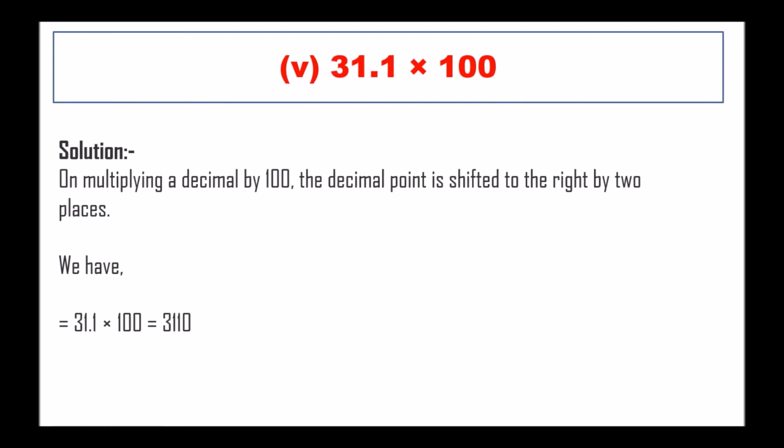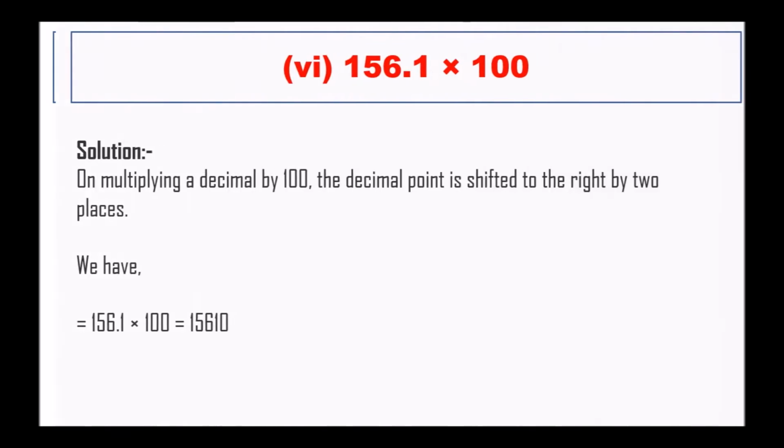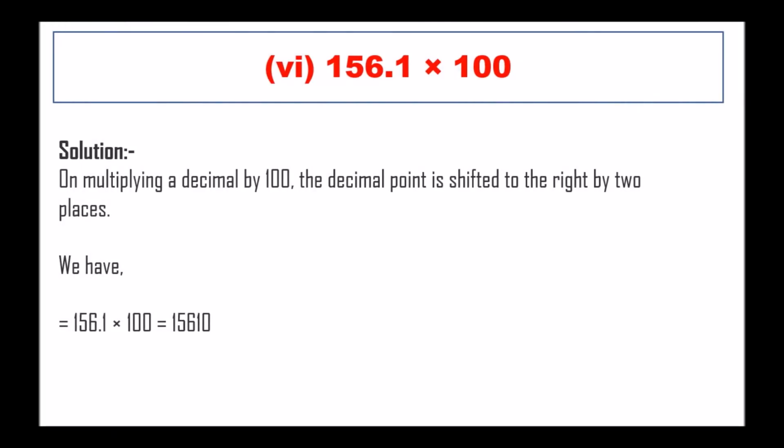31.1 into 100. On multiplying a decimal by 100, the decimal point is shifted to the right by two places. So 31.1 into 100 will become 3110. 156.1 into 100. On multiplying a decimal by 100, the decimal point is shifted to the right by two places. So we will get 15,610.